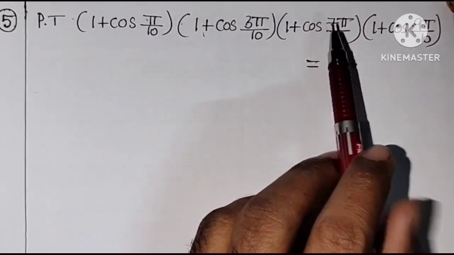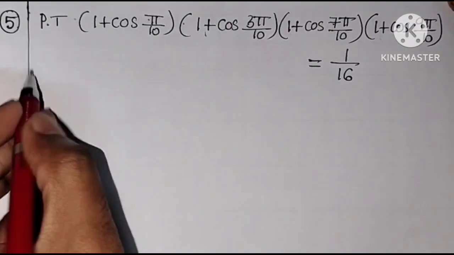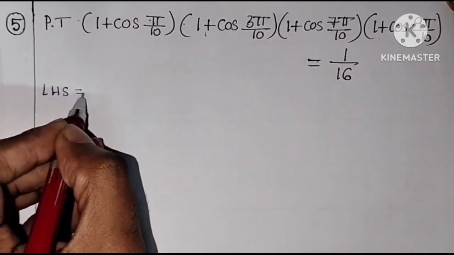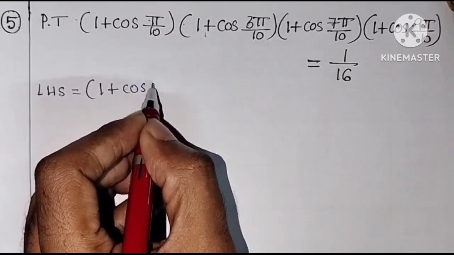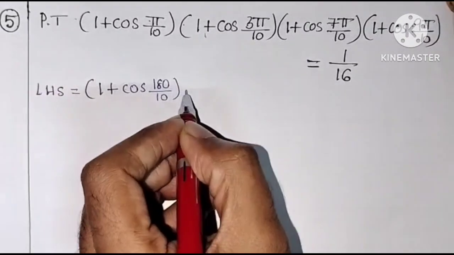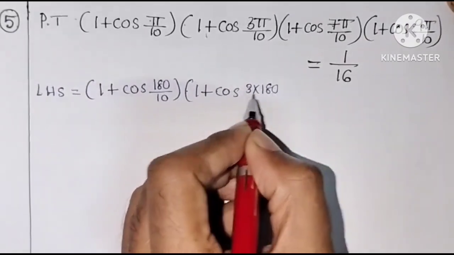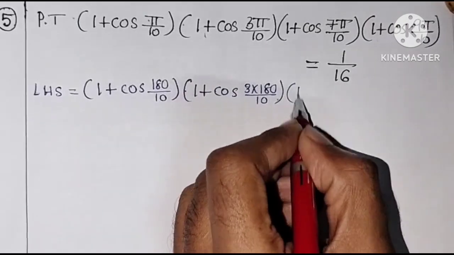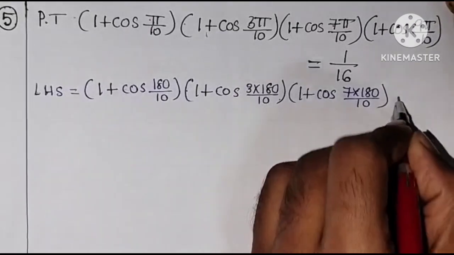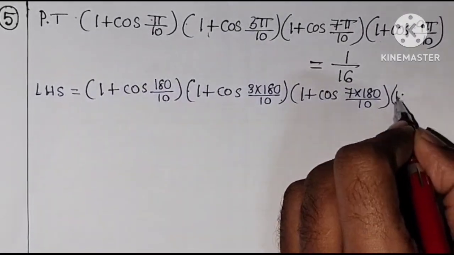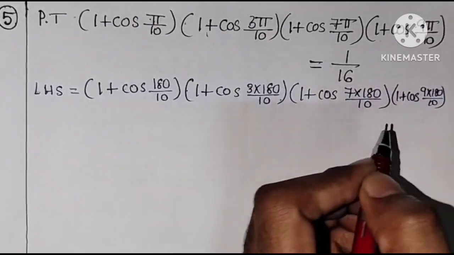Prove that 1 plus cos pi by 10 into 1 plus cos 3 pi by 10 into 1 plus cos 7 pi by 10 into 1 plus cos 9 pi by 10 is equal to 1 by 16. Okay, so let us consider LHS. 1 plus cos pi by 10. Pi by 10 means how much? 180 by 10, into 1 plus cos 3 into 180 by 10. Pi means 180 degrees only. 1 plus cos 7 into 180 by 10 into 1 plus cos 9 into 180 by 10.